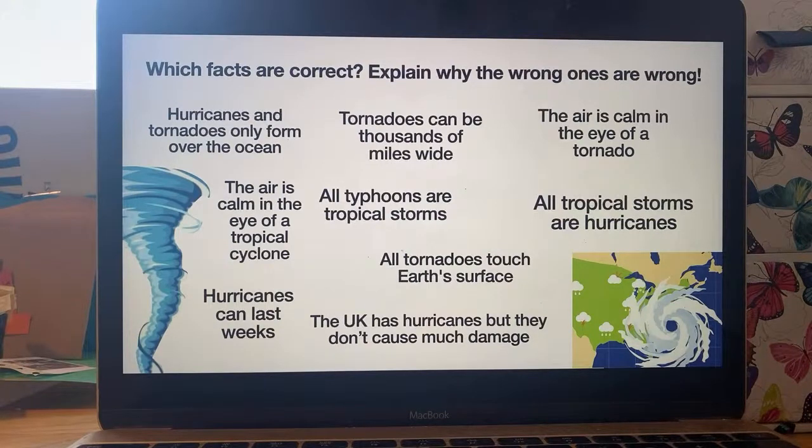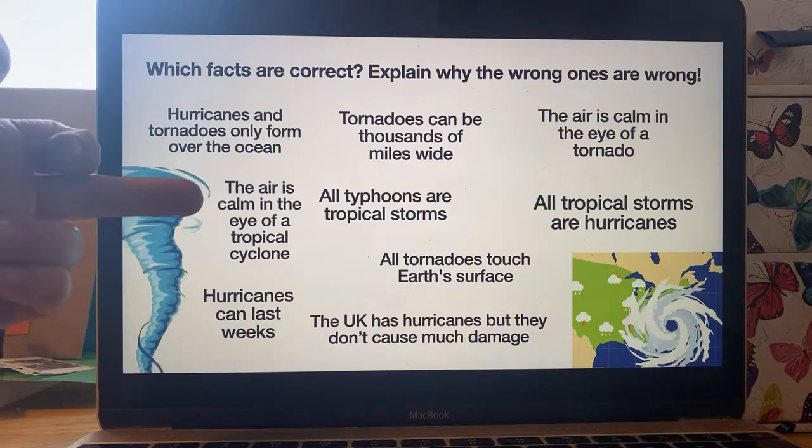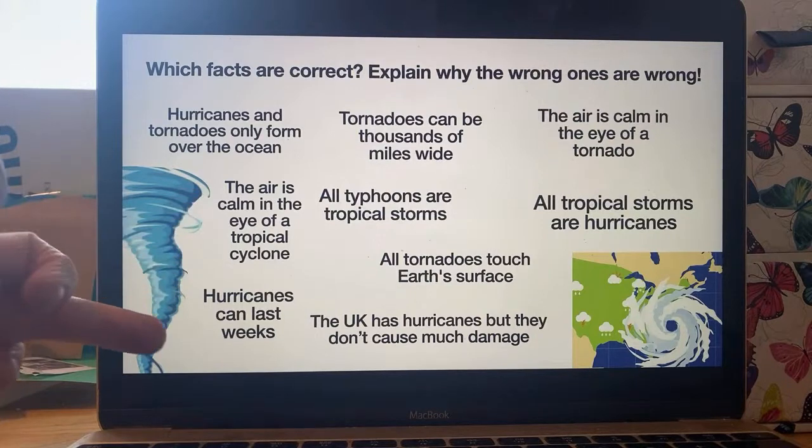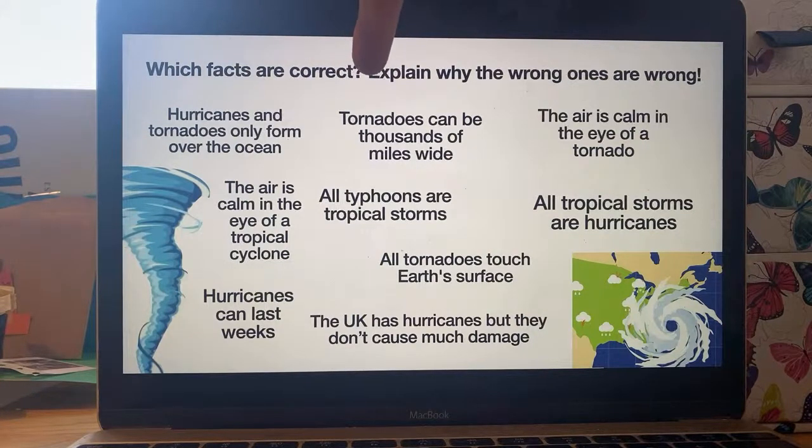So like I say, 4 facts here for you. And why are the things that are wrong wrong? Right. Hurricanes and tornadoes only form over the ocean. Is that right or wrong? The air is calm in the eye of a tropical cyclone. Correct or a lie? Hurricanes can last for weeks. True or false? Didn't actually tell you that one, did I? Tornadoes can be thousands of miles wide. Is that true or false?